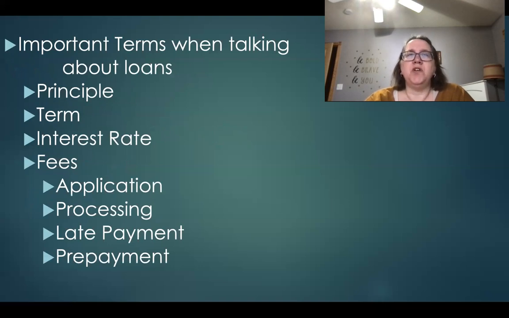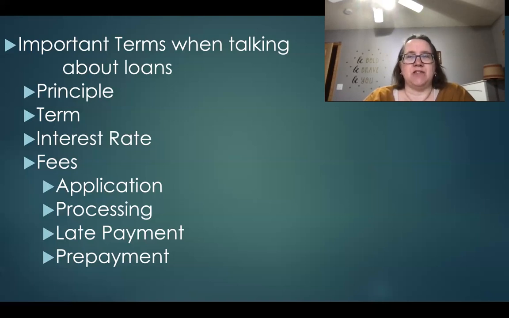When you are talking about loans, there's going to be a lot of terminology, a lot of words that are talked about, and I want to just run through some of the most important ones. So principal: how much money are you trying to borrow? That's the principal. Term: how long are you going to have this loan for? Is it for 12 months? Is it for 4 years? Is it for 30 years? That's the term of the loan. Interest rate, that's the percentage. How much interest are you paying? Do you have a 5% interest rate? Do you have a 10% interest rate? Do you have a 7.2% interest rate?